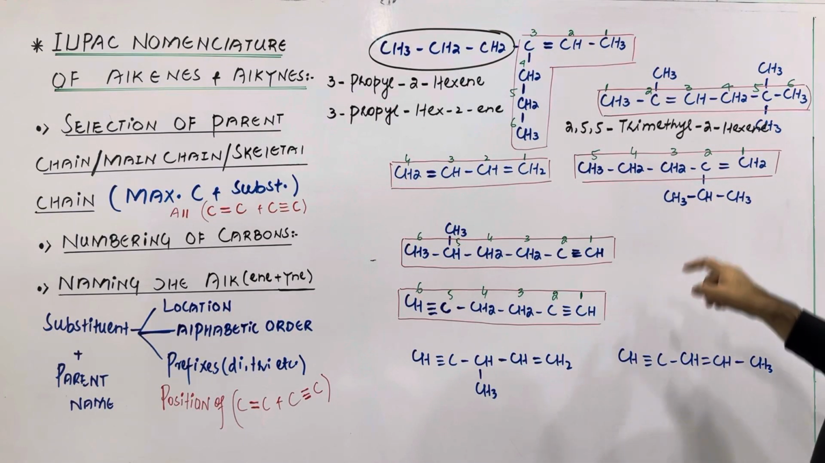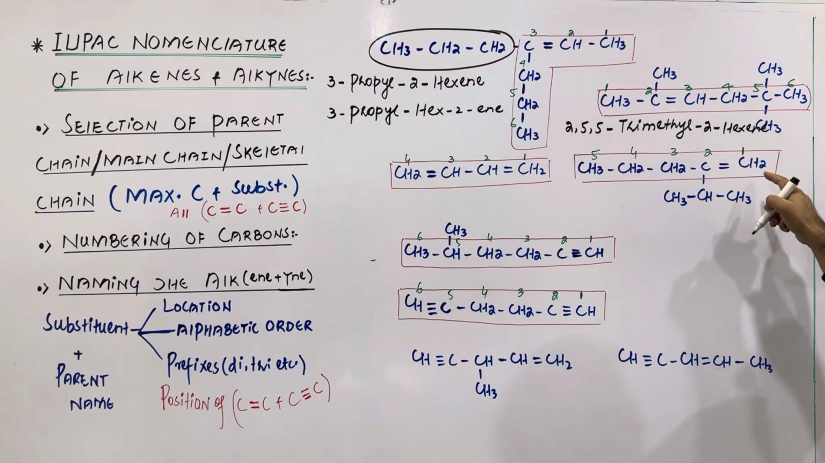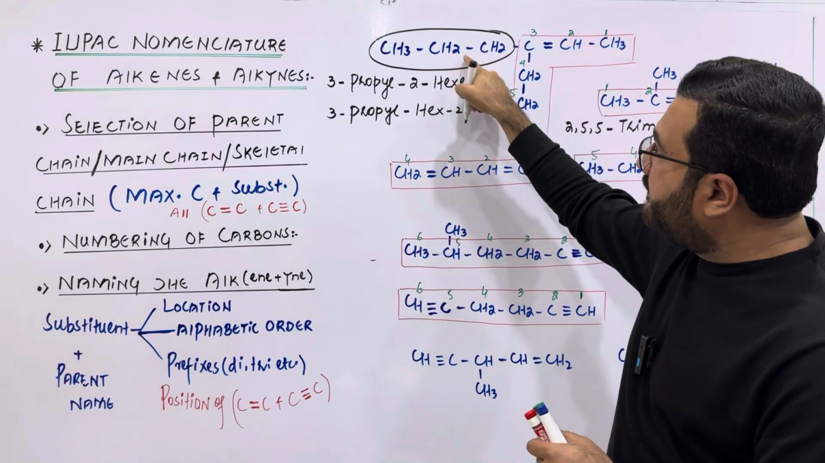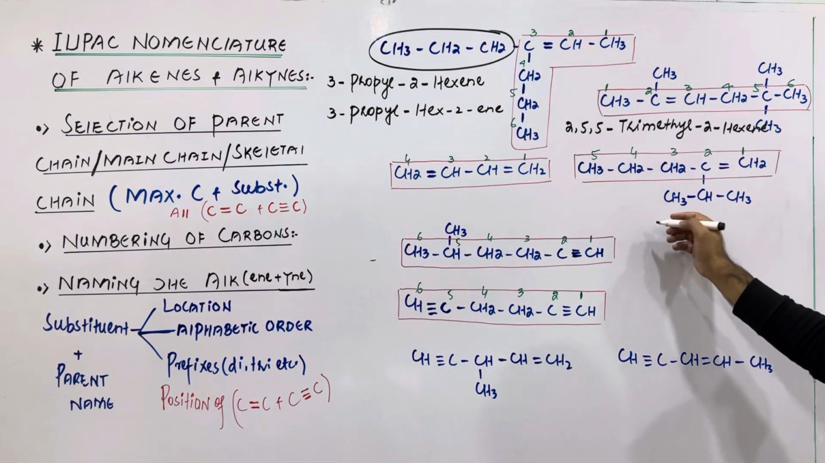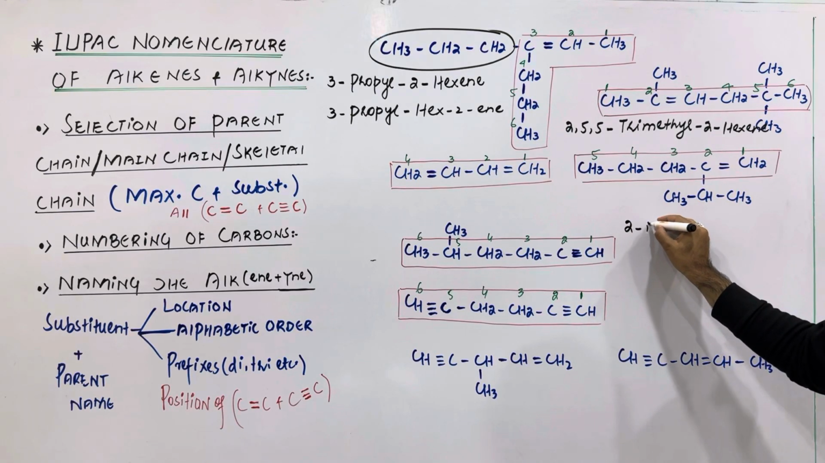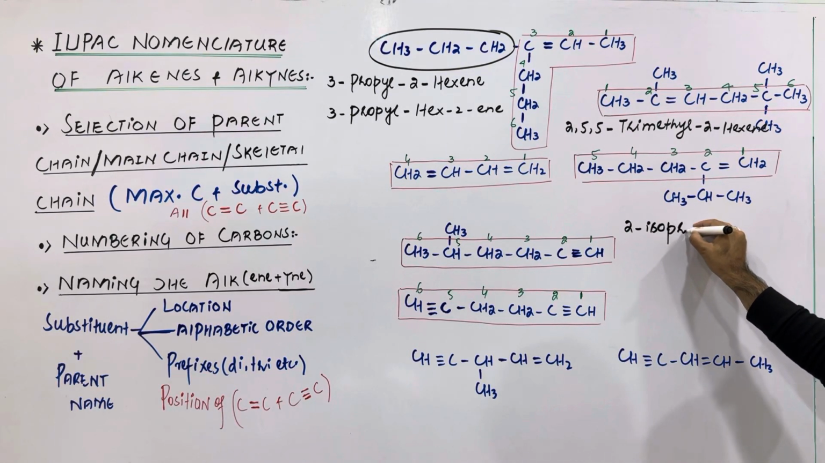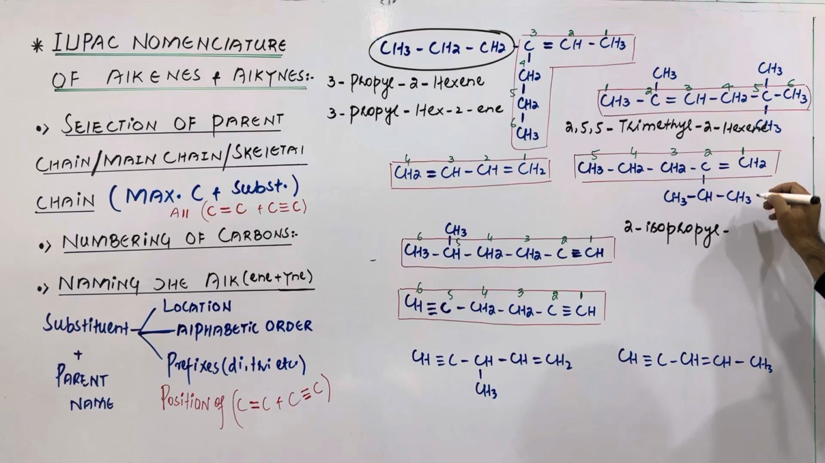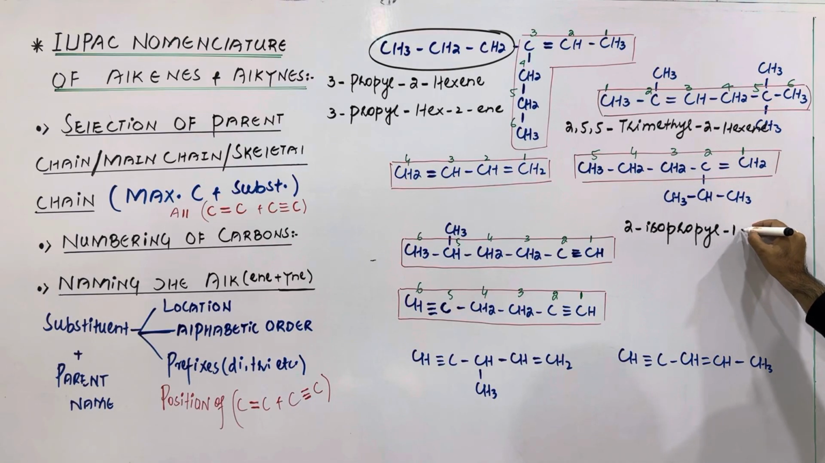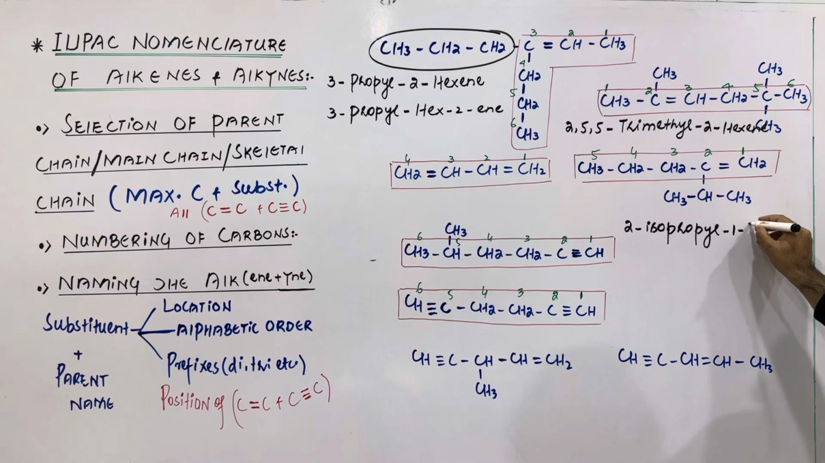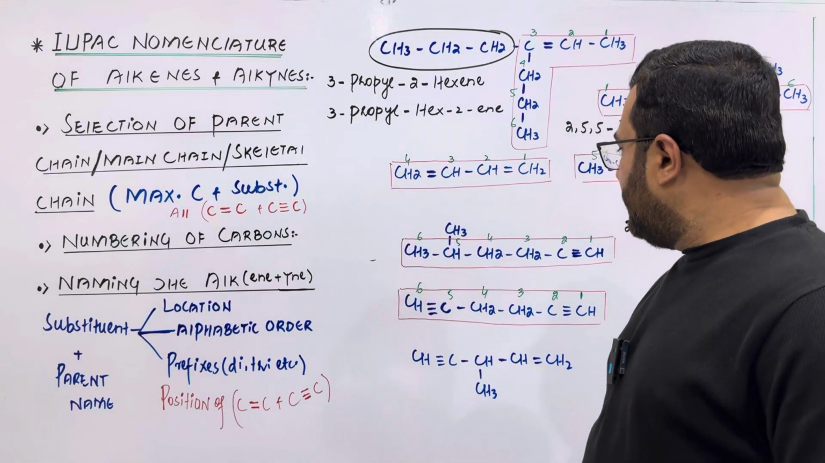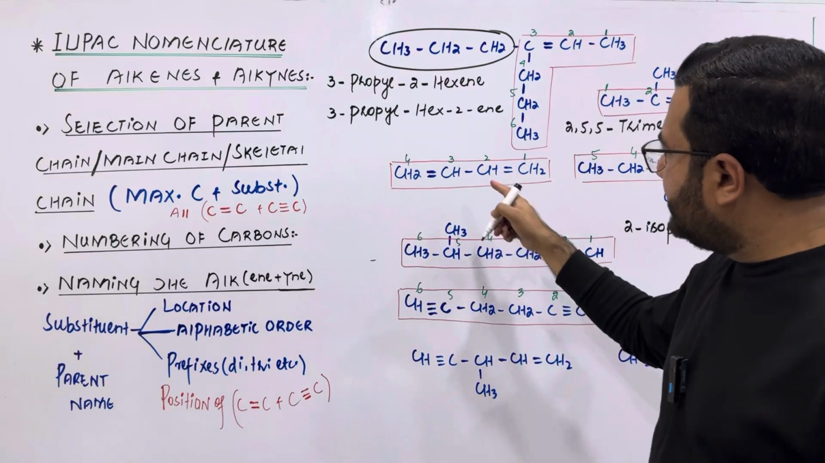Now let us move to this one. My dear students, at second carbon there is a propyl, but this is not like this propyl. It was normal propyl and this one is the isopropyl. So it will be 2 isopropyl. The location of the double bond is between first and second carbon. You will use the lower number 1, and there are 5 carbons in the parent chain. So that will be pentene. 2 isopropyl, 1 pentene.